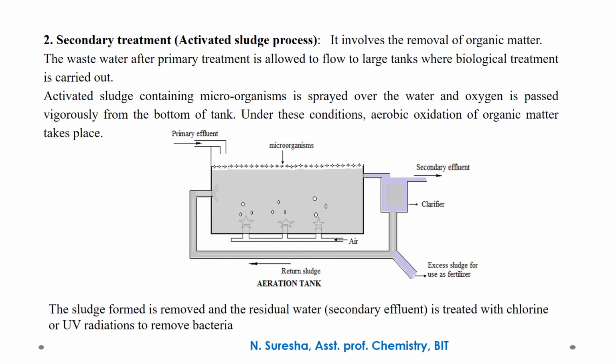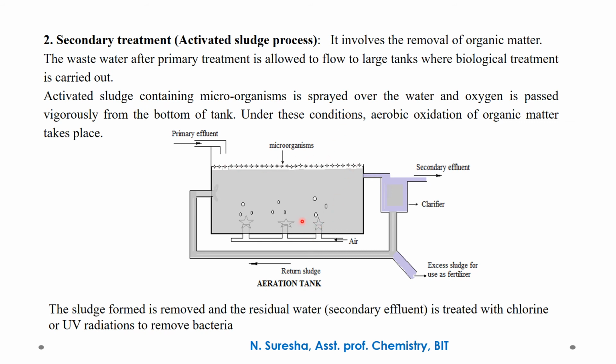After primary treatment, the water will be taken into large tanks for secondary treatment, which is called the activated sludge process. If the water sample contains organic impurities, biologically oxidizable impurities, which are not possible to remove in the primary process, it will be taken into the secondary treatment. Here the primary effluent is taken in the large tanks, and activated sludge containing microorganisms will be sprayed over the water and oxygen will be blown.